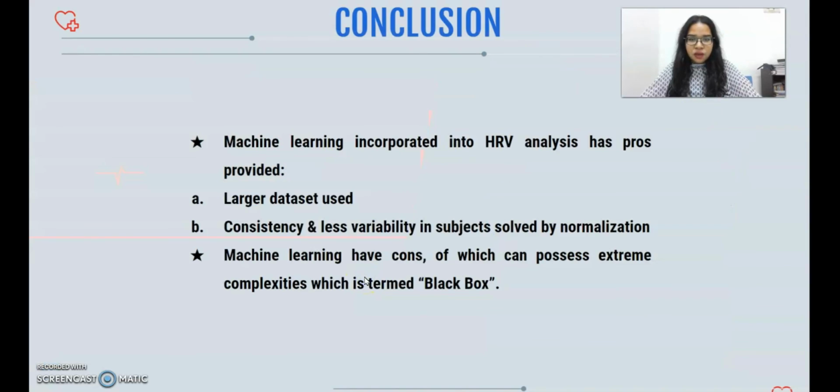Conclusion. The machine learning incorporated into the HRV analysis has pros, provided a larger data set is used and consistency is seen with less variability in subjects, and this problem can be solved by using normalization. On the other hand, machine learning also has its cons, which possess extreme complexities, and this is termed black box, as aforementioned.